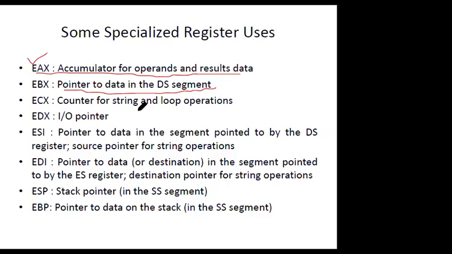Then C is used for string and loop operations. D stores data for IO pointers. Then source index. Source index is used again for string operations. Then destination index is segment pointed to by the ES register. Destination pointer for string operations. Stack pointer is used by the stack segment, and base pointer is also used to define the base address.